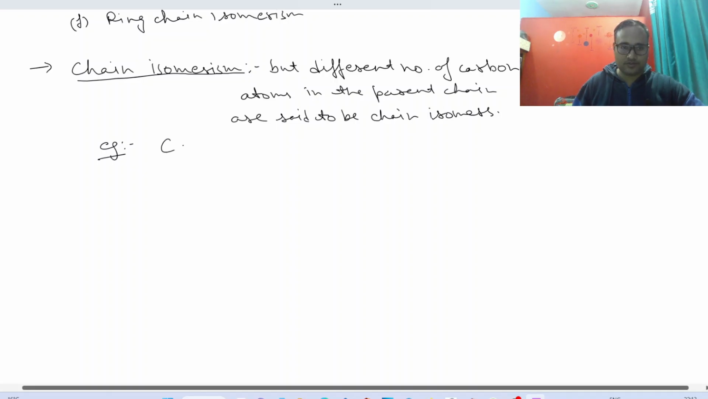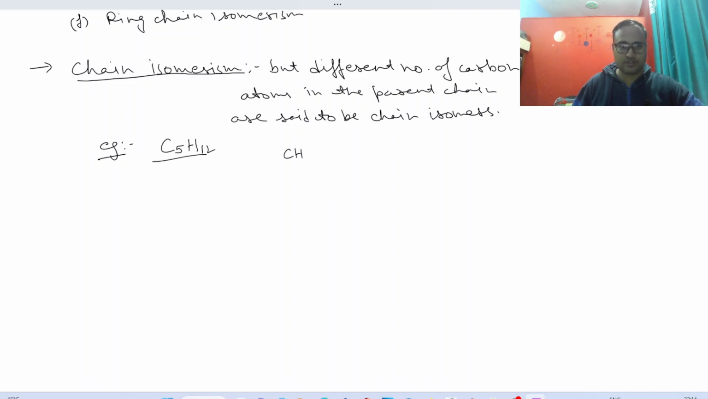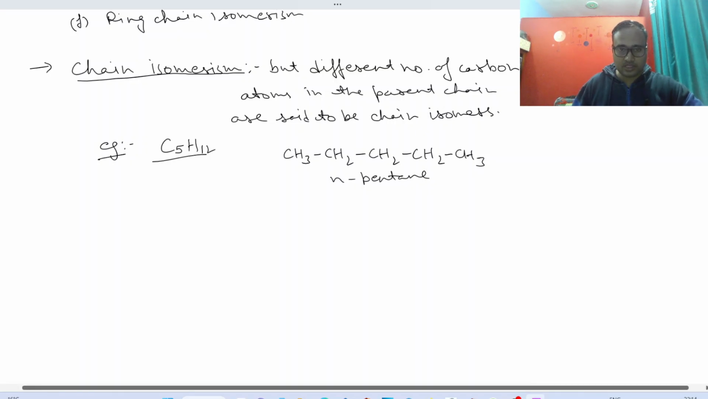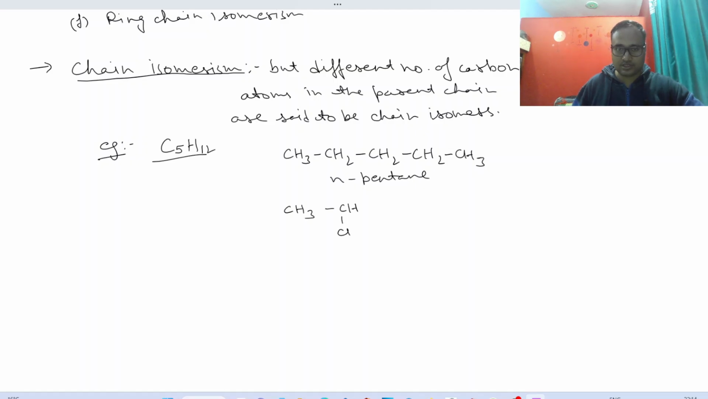Let us write C5H12. So we can make the isomers of this molecule C5H12 as CH3, CH2, CH2, CH2, and we have CH3. Okay, this we can write as n-pentane. Then we have CH3, CH, CH3, CH2 and CH3. This we can write as isopentane.